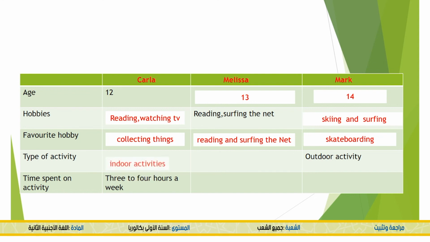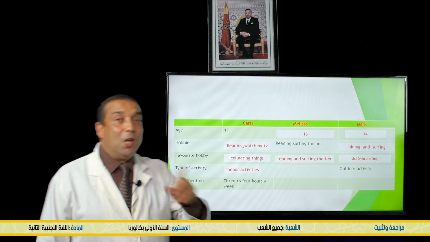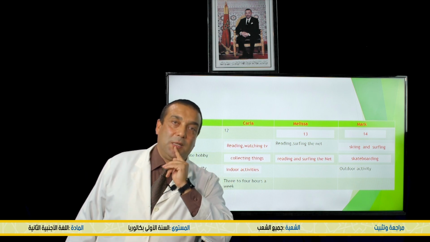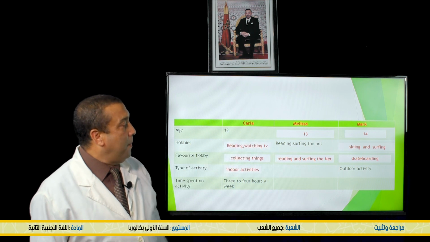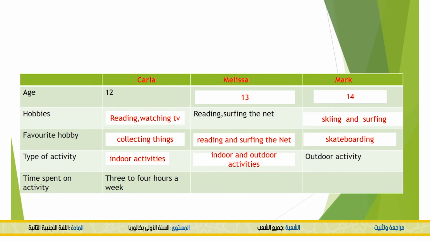Type of activities. Carla, she loves indoor activities. Remember, we talked a lot about indoor activities, right? Melissa, indoor and outdoor activities, both. And Mark, outdoor activities. We have it already. Now, I want you to tell me the time spent on activity. Carla, 3 to 4 hours a week. What about Melissa? An hour a day. Yeah. And Mark? Yeah, 2 to 3 hours after school. Right?